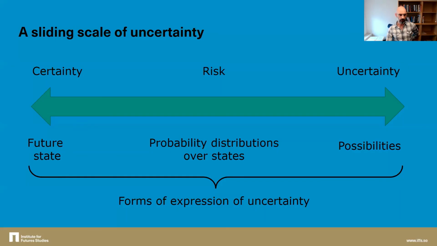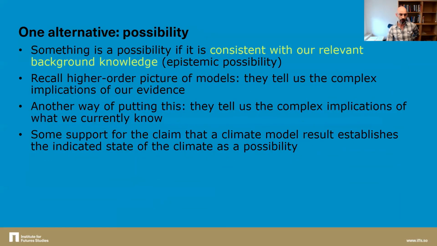Let me skip this, I'm running out of time. So here's a final thought. One thing that people have proposed instead is to just retreat to regarding climate models as providing us with possibilities. So they specify states of the climate that are possible in the sense of consistent with relevant background knowledge. And this fits with that higher order picture of the evidence we get from models that I referenced earlier.